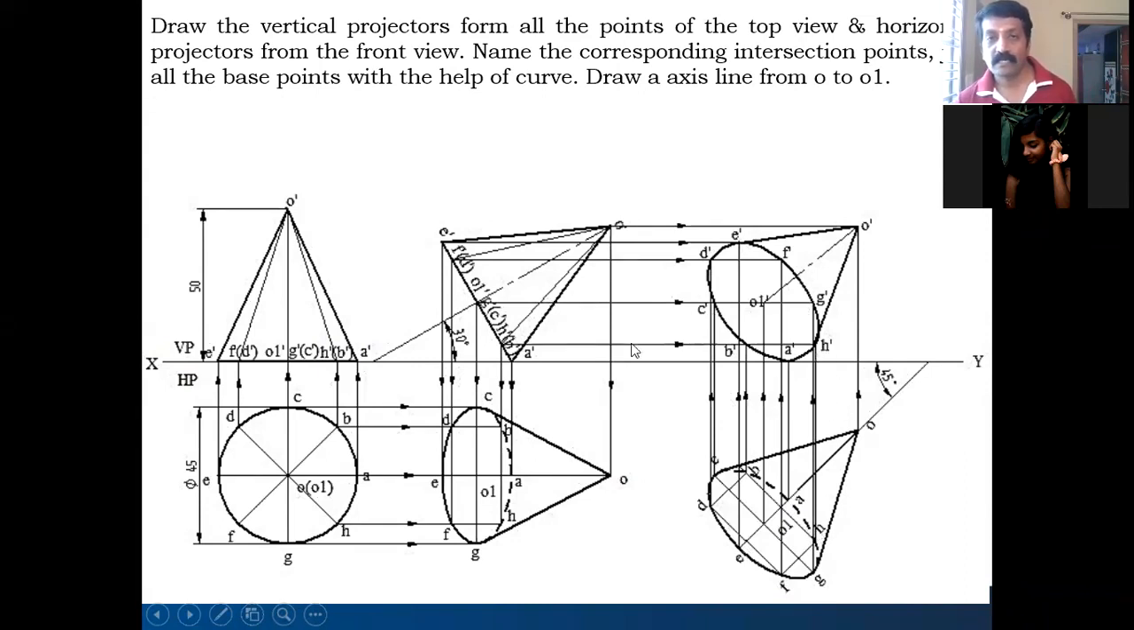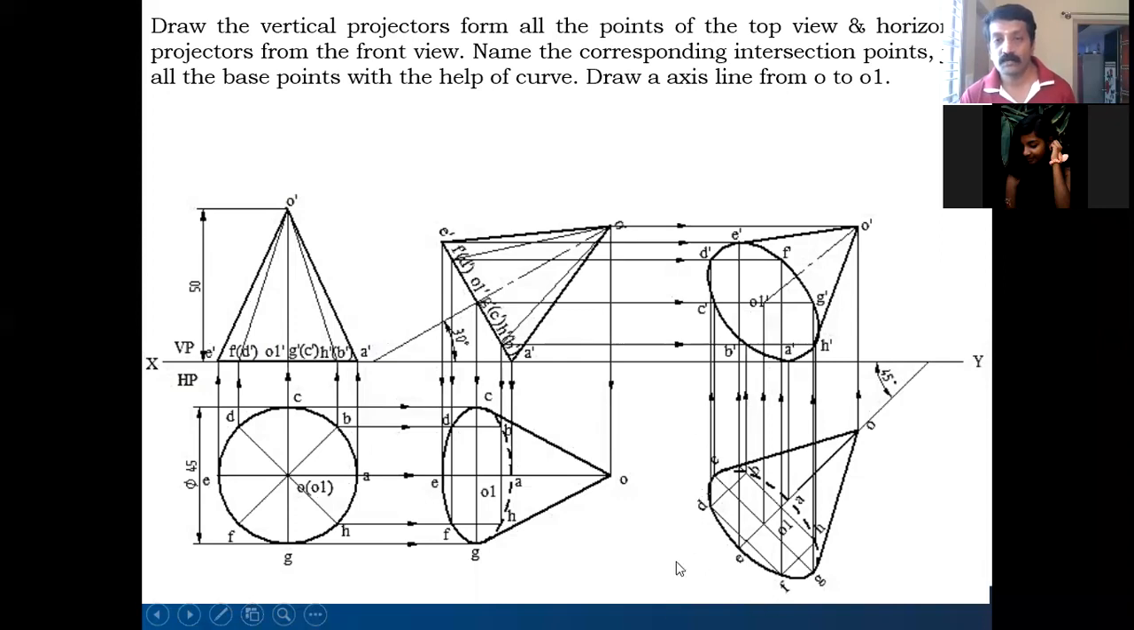H is here, H dash is here, this is H dash. Base point O1 is here, O1 dash is here, this is O1 dash, apex point O is here and O dash is here, this is O dash. Now here also the apex of the cone is towards the XY line or VP.